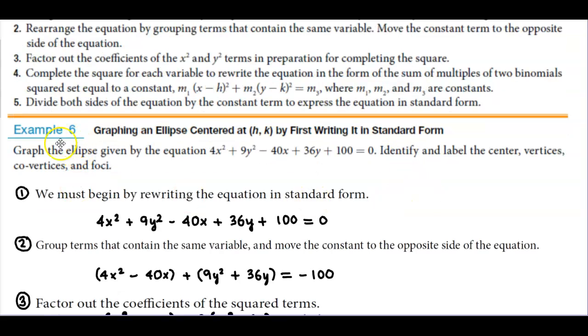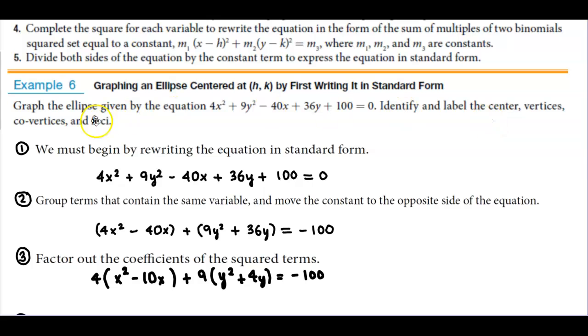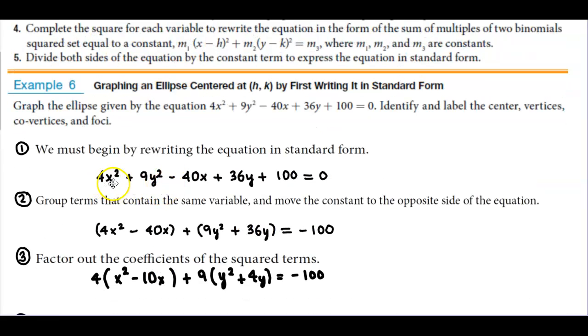So in example number 6, we're going to graph the ellipse centered at (h, k) by first writing it in standard form. The equation is given by 4x² + 9y² − 40x + 36y + 100 = 0. And then we're going to identify and label the center, the vertices, the co-vertices, and the foci. So step number 1, we must begin by rewriting the equation in standard form. So we have 4x² + 9y² − 40x + 36y + 100 = 0.